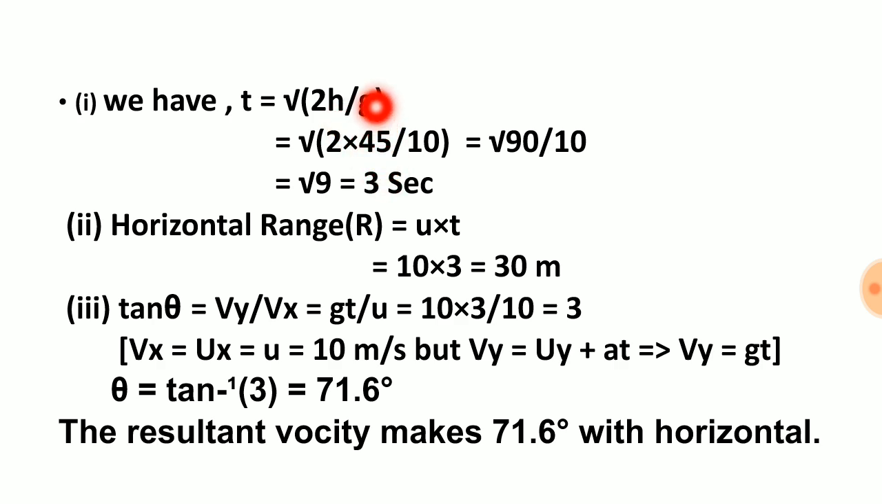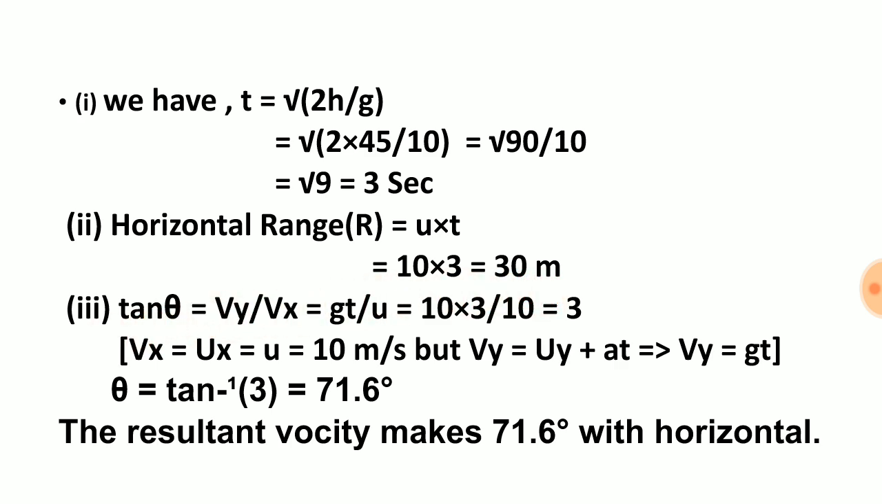H is 45, g is 10. On solving this we get 3 seconds. Then horizontal range: in this case of projectile, our formula to calculate horizontal range is velocity of projection into time, that will give us 30 meter.